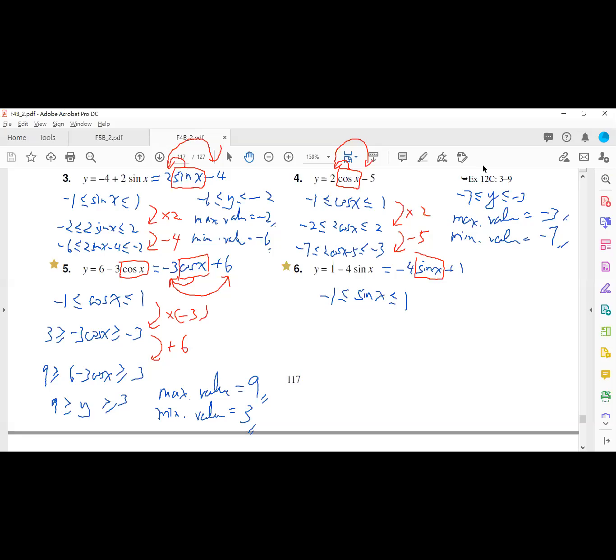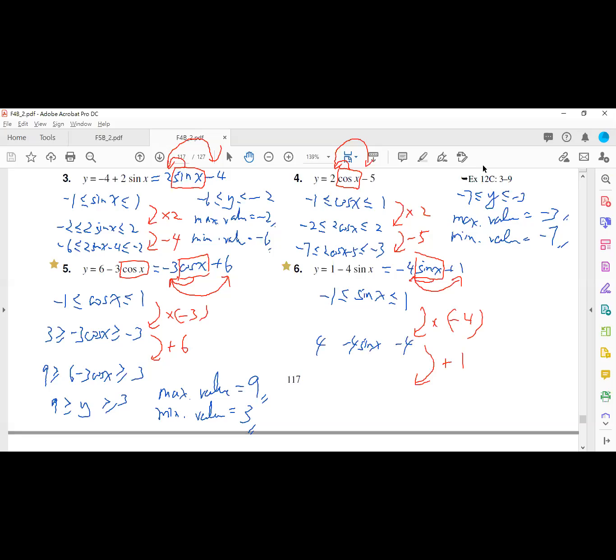Then what are the steps? We need to multiply by -4 first and then add 1. When you multiply by -4, -1 times -4 is 4, and the middle part is -4 sine x. The right hand side is 1 times -4, that is -4.